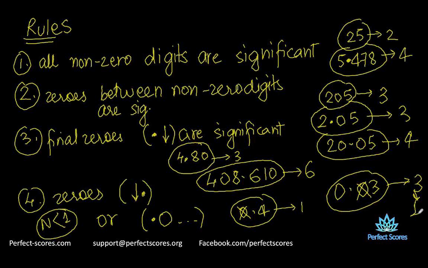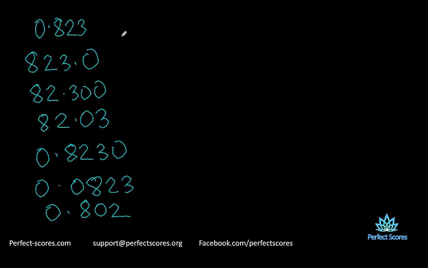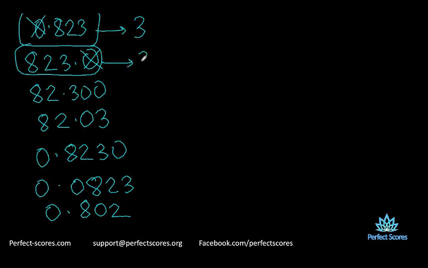So those are the rules, and let's have a look at some questions, in fact some numbers, so that you can have a better idea. Okay, let's have a look at these numbers. So over here, the 0 is insignificant, so you have 3 significant numbers. The final zeros, but it's just after the decimal point. So this is insignificant. This number also has 3 significant figures. Now these are final zeros, but they're not just after the decimal point. So they will be significant, and there are 5 significant figures here.